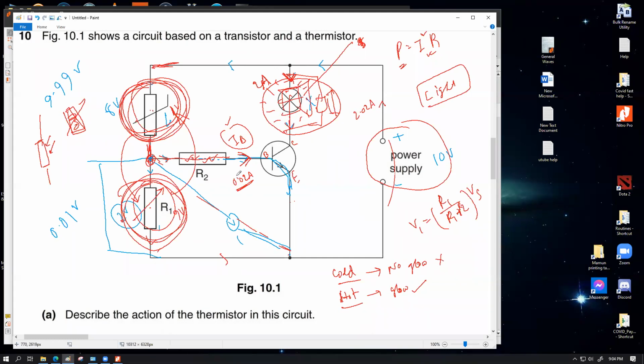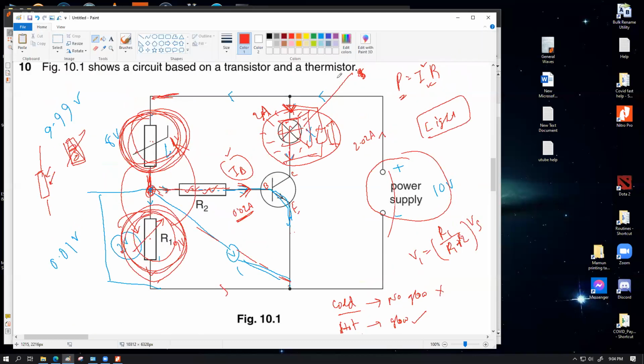If R2 did not exist and there was a high voltage available here, maybe this IB would have the ability, because the resistance is not here, for itself to become, let's say, 1.5 ampere. If 0.02 ampere opens it for 2 ampere, 1.5 ampere will also open it for at least 2 ampere.